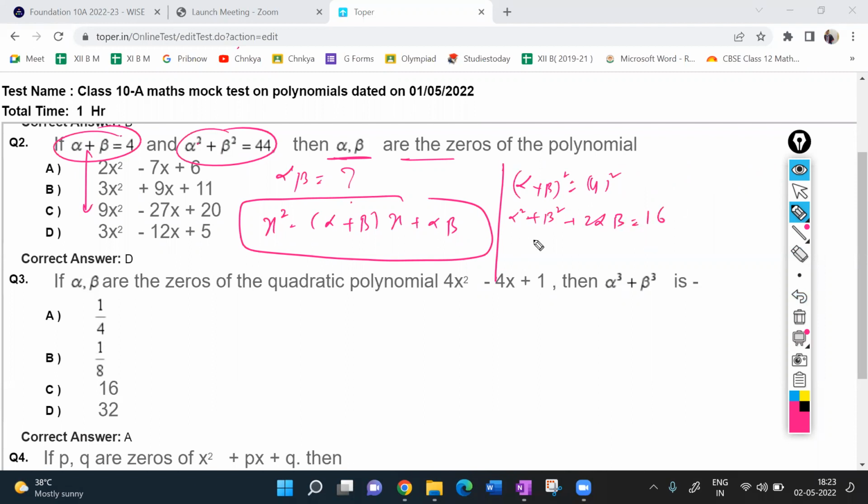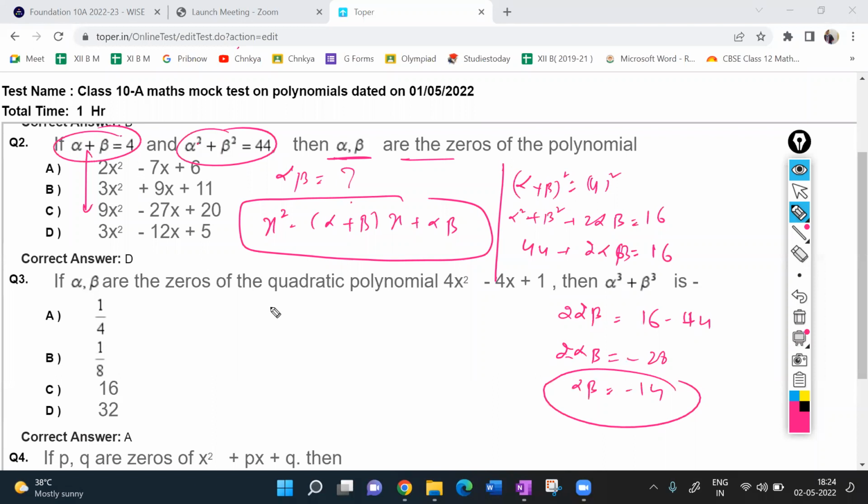So (a plus b) whole square is 16. Alpha square plus beta square is 44. So 2 times alpha beta is equal to 16 minus 44. So 2 times alpha beta is what? How much, beta? Tell me. Minus 28. Yes, sir. So alpha beta is minus 14. I got alpha beta as minus 14. So x square minus 4x minus 14.